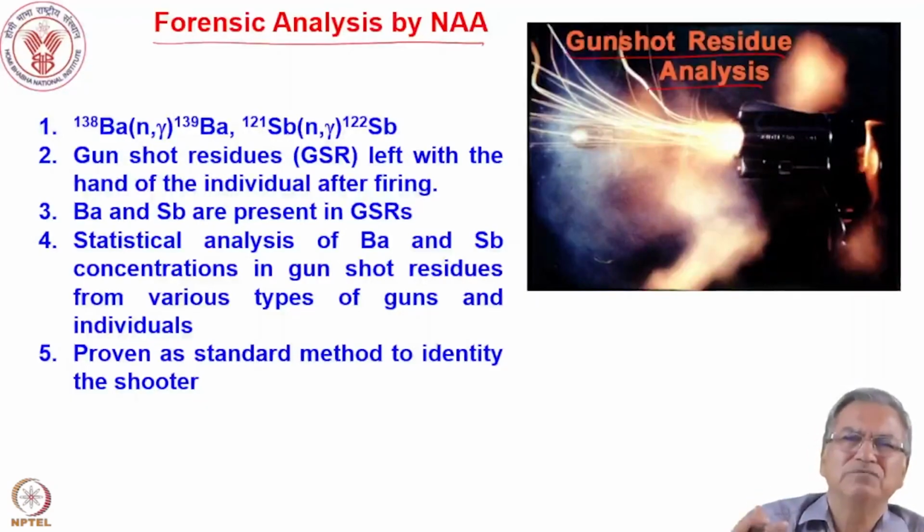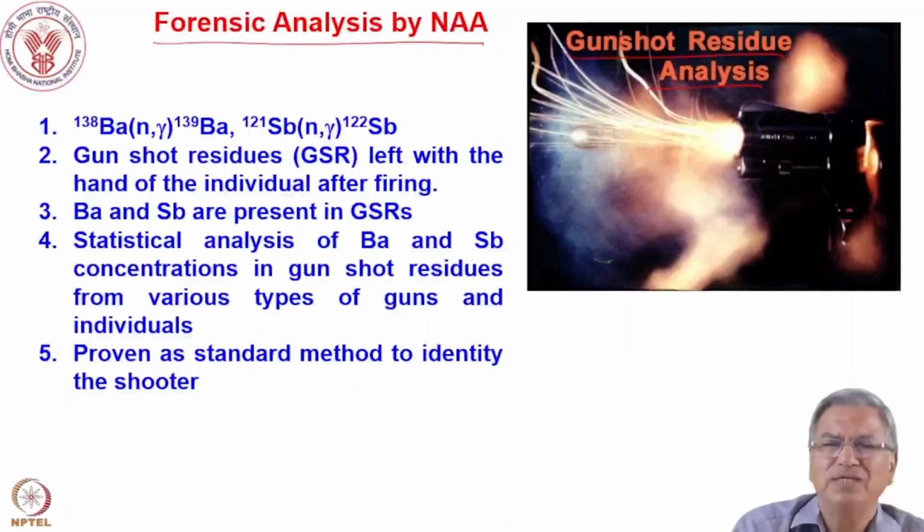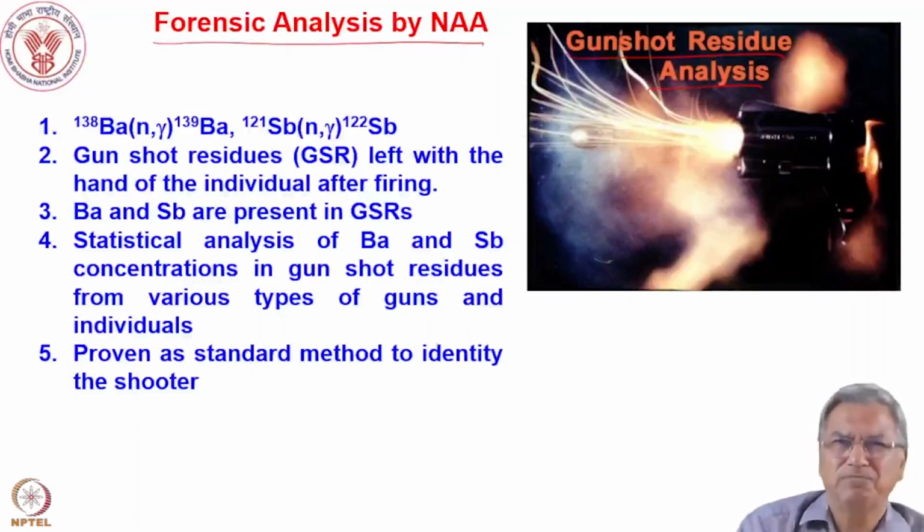In many places, you go by the witness. The witness says, I have seen this person firing, but the witness may turn hostile after some time. So the statement of a witness can vary, and you cannot rely on witnesses for the final judgment. Forensic science always relies on scientific evidence of the culprit. So you have to correlate the weapon and the culprit. How do you do that?